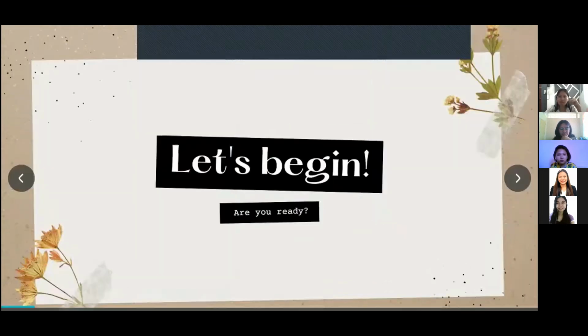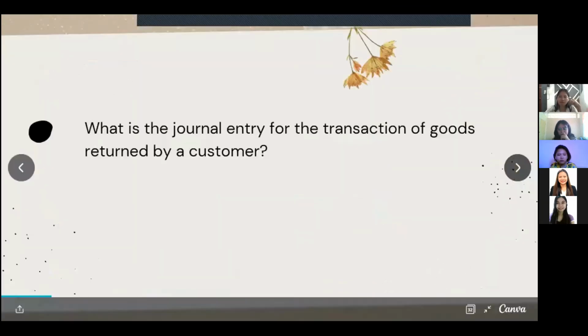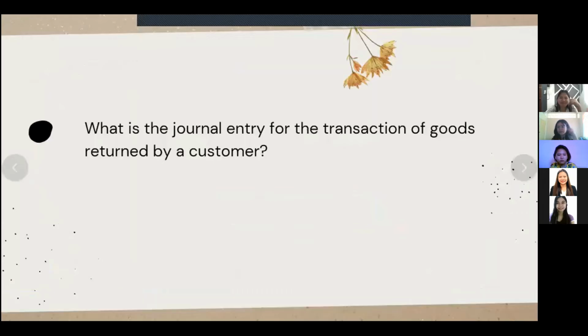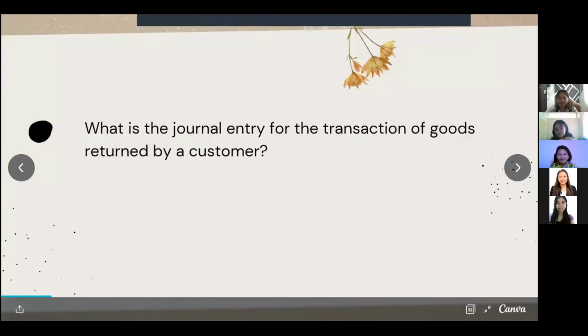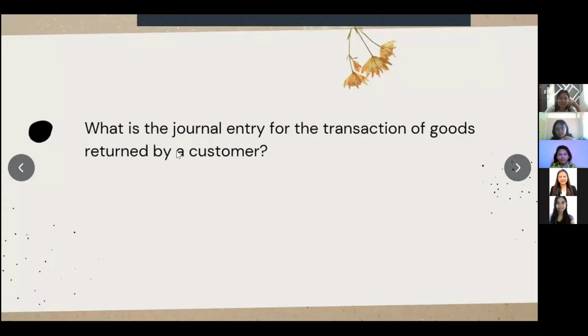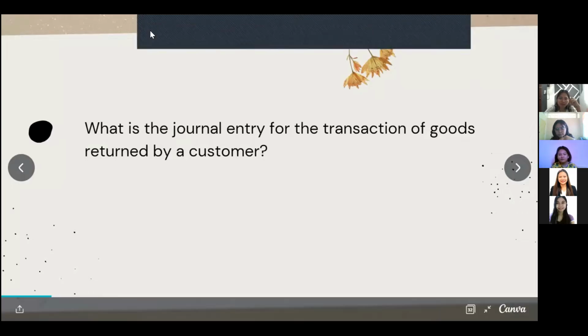Okay, so yung prepare kong questions, meron multiple choice, meron din yung journal entry. Pwede kang mag-unmute kung gusto mo, or pwede rin isend mo na lang sa group chat. First question, what is the journal entry for the transaction of goods returned by a customer? Ano yung i-debit at ano yung i-credit?